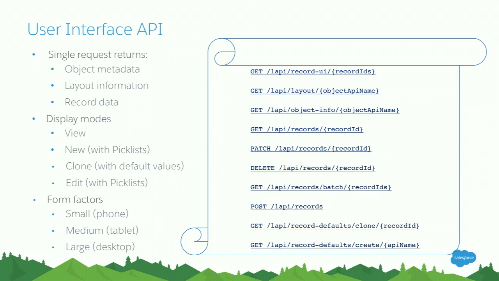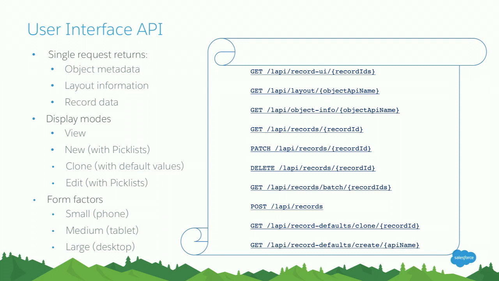So here are the endpoints that we currently support. As you can see, we support all the records with their layouts, the metadata for the object, the metadata for the layouts, as well as things like pick lists. I'm really a fan of our pick list API. It's really, really nice to use. So definitely check it out.